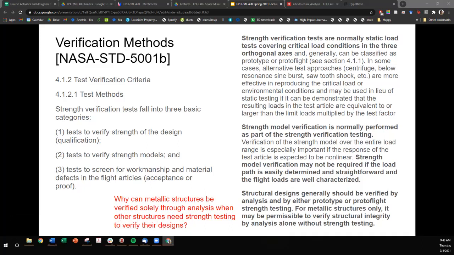So one of the questions was, why can metallic structures be verified solely through analysis when other structures need strength testing to verify their designs? So metallic structures are relatively well understood, so we feel confident that our models are good representations of what a physical part would behave like.